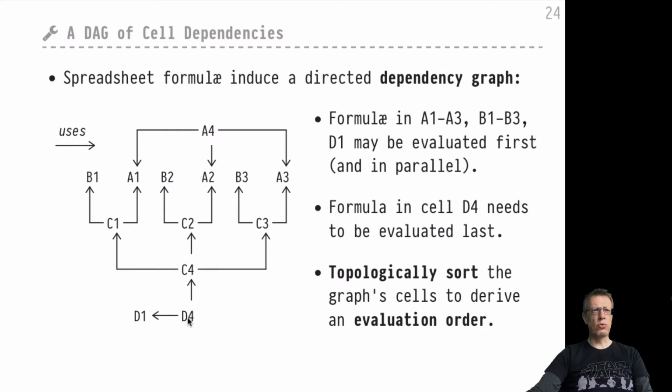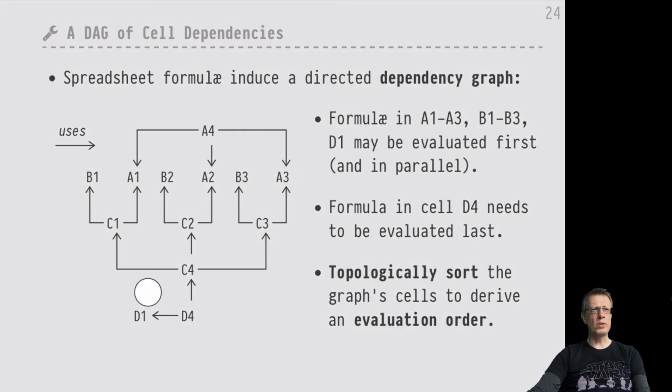Before we can evaluate D4, we have to evaluate D1 and C4, which of course requires that we have evaluated C1, C2 and C3 before. C4 is indeed the sum aggregate that references all the values in the C column. These are the multiplications, and they can only be evaluated if the arguments of these multiplications have already been evaluated. So there's a transitive dependency order, a uses or reference order, that is described by this directed acyclic graph.